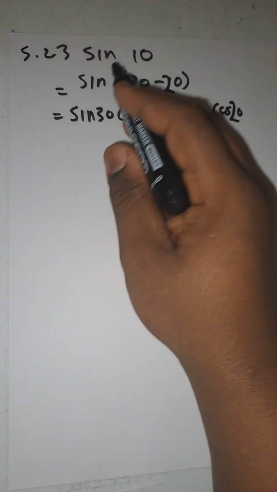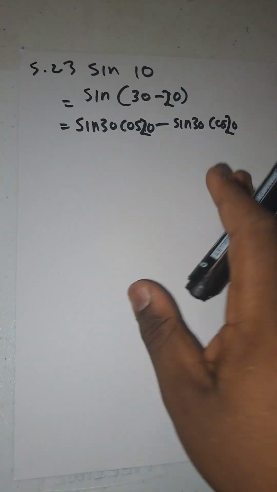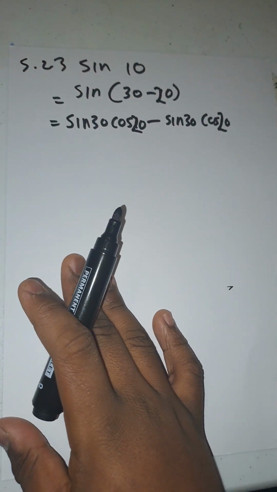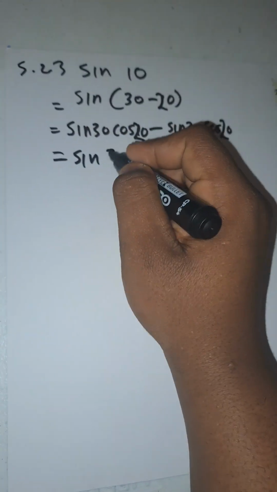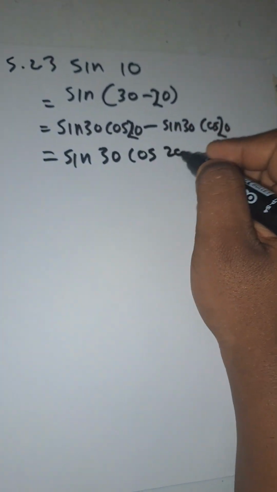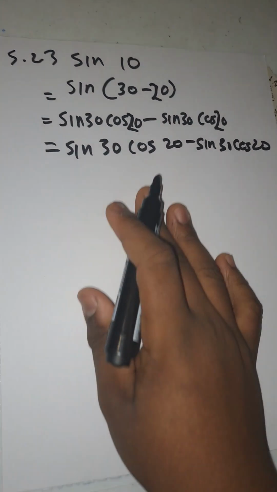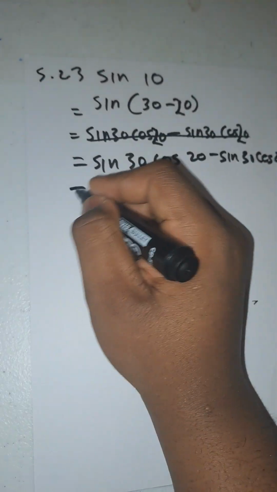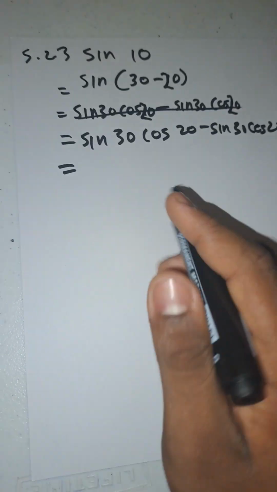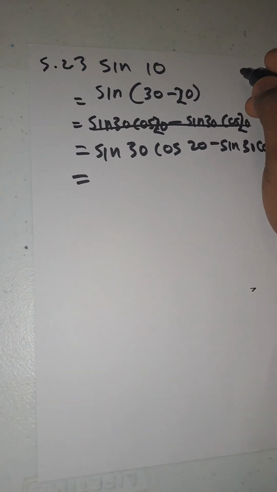30 minus 20, because 30 minus 20 is 10. And at the same time, I told you that you must use the angle given. You see, I made a mistake. Sorry. So I have sine 30 cos 20 minus sine 30 cos 20. Right? So don't mind this one now. Since I have that, I can simplify, because now I already have my triangle there.